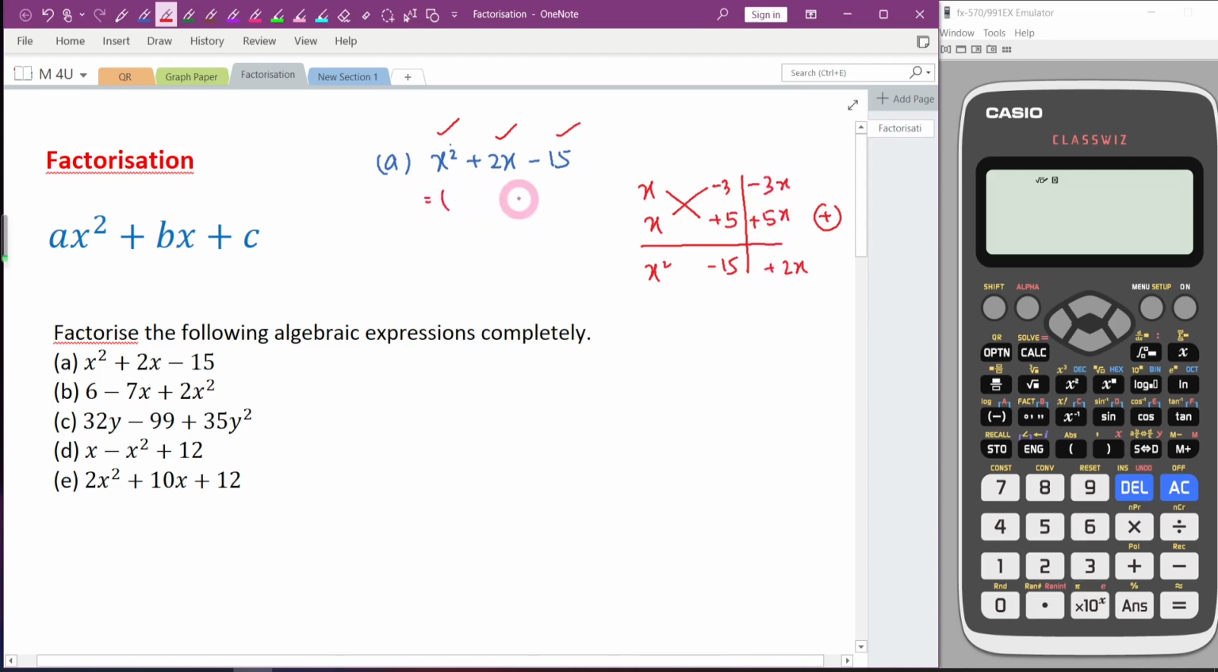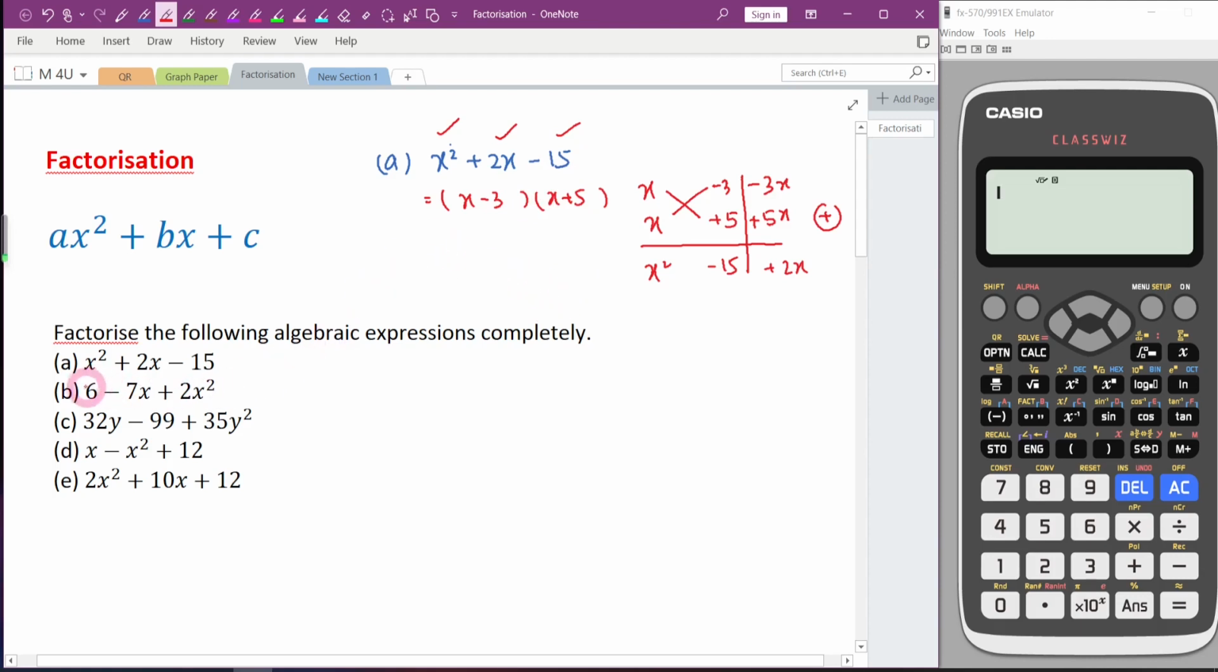Now, write 2 parentheses. Copy all these terms inside the parentheses. x minus 3, x plus 5. This is how we do factorization for this type of algebraic expression. If you want to double check whether our factorization is correct or not, you can do expansion for this one. You should be able to get back this. If you cannot get back this, it means that the factorization process is actually not correct.